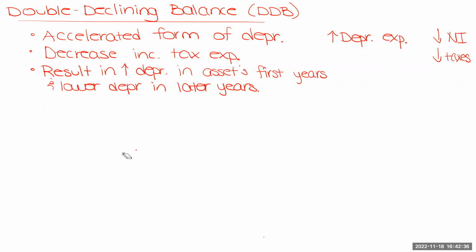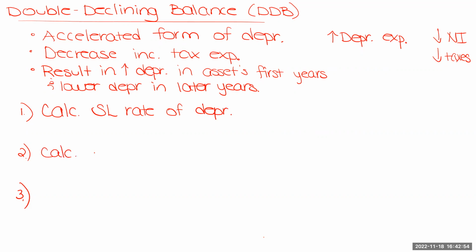All right, let's look at the formula. There are 3 steps to calculating depreciation expense under the double declining method. The first is to calculate your straight line rate of depreciation. The second is to calculate your double declining balance rate of depreciation, and then use that to calculate your depreciation expense.